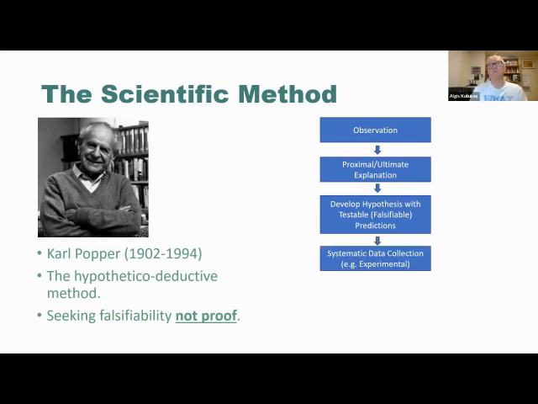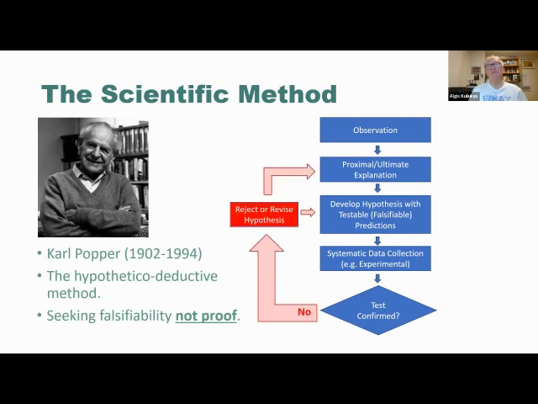Having come up with a testable, falsifiable prediction, you then objectively look at the data, maybe experimental data, or maybe the fossil record, to see if this hypothesis can be overturned. You're looking to break the hypothesis. It has to be that way round. Then you ask the question: did the tests get confirmed? If the answer is no, you reject the hypothesis, or you revise it and you start again. It's an iterative process. It just goes on and on, and it's never ending.